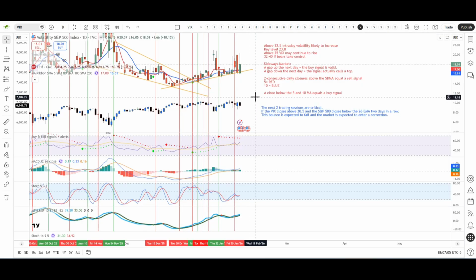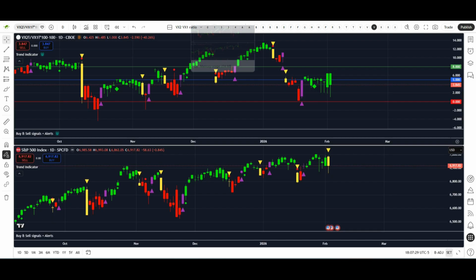Having a look over at the VIX, the red lines are sell signals and the green lines are buy signals. And you know, they're accurate. We're still currently on a sell signal. And you know, we could keep going down, but the market seems to keep holding up. So who knows what's going to happen there.